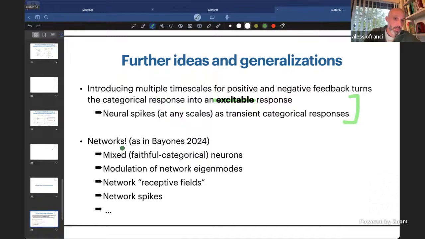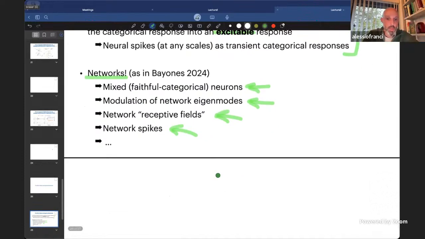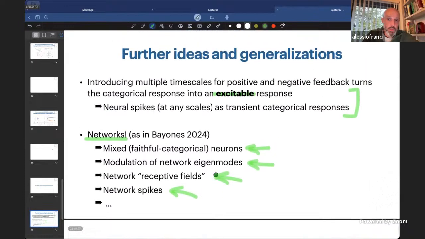And you can extend mixed feedback to networks, and this is exactly what we did in the S2 paper in PNAS. And once you do this, essentially you immediately have a theory that explains why you have mixed selectivity, and how neuromodulation can act to change the encoding of the network. You have a theory to understand network receptive fields. You have a theory to understand network spikes, and all of these are basically open fields of research.